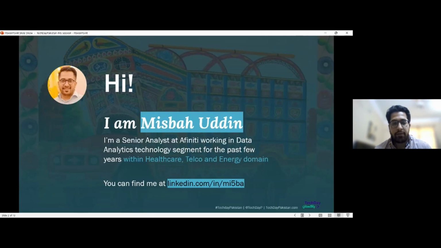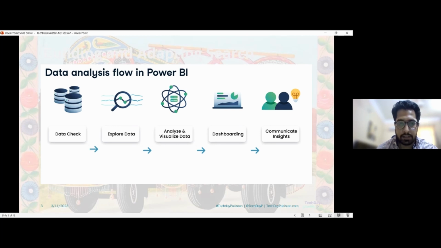Before we dive into the detailed analysis, let's look at the conceptual details about developing analysis and insights in Power BI. There's a specific process you have to go through. It starts with looking into the raw data, developing nuances and understanding the data, exploring the data to get more details and see what insights we can develop, analyzing and visualizing the data, then dashboarding, and then communicating those insights.